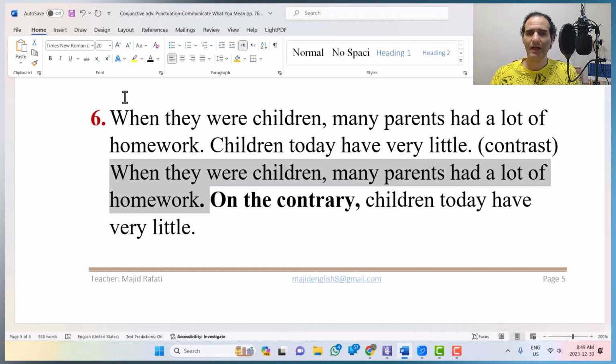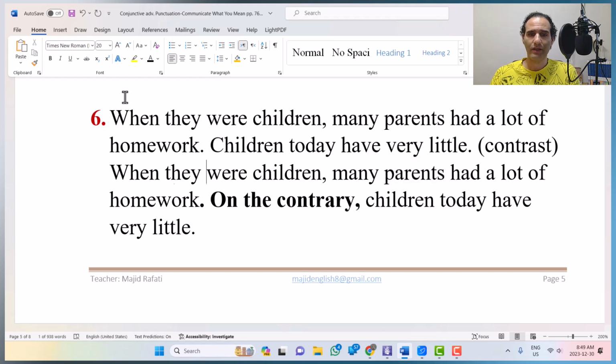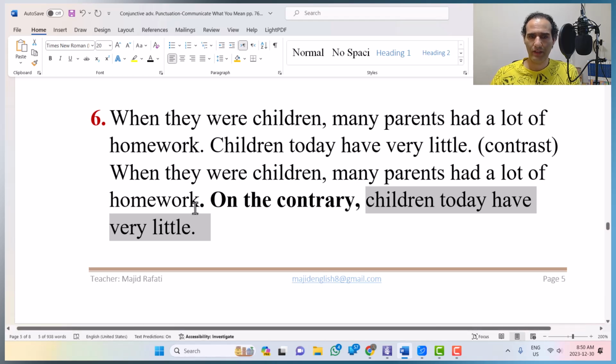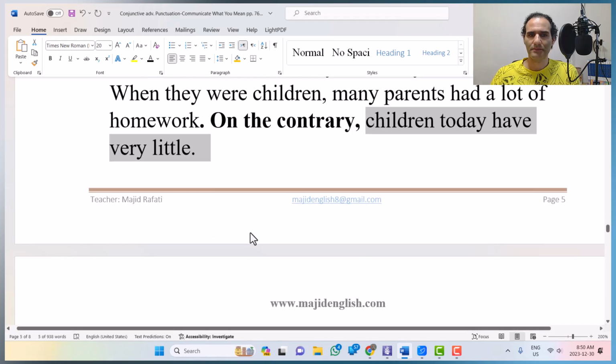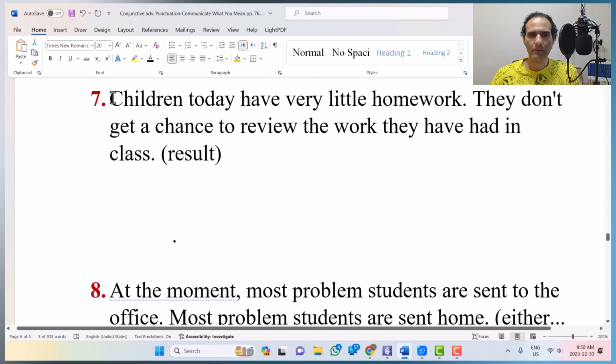Also, this style is beautiful. For variation in your writing and maybe in your speaking, you don't need to always bring the noun subject in the beginning. You can have the pronoun in the beginning and then bring the main subject. When they were children, many parents had to do a lot of homework, okay? On the contrary, children today have very little homework. Again, homework non-count, little. Children today have very little homework.